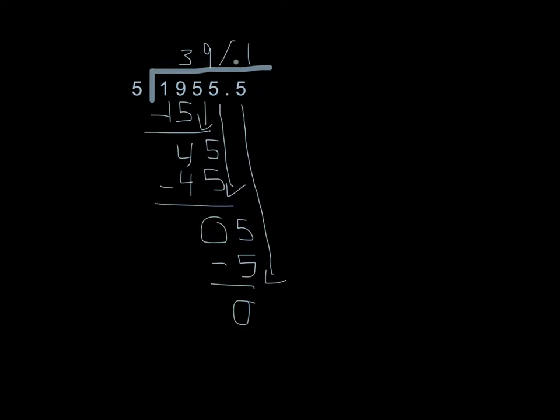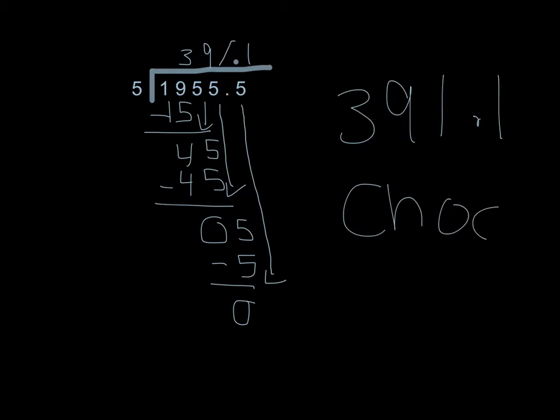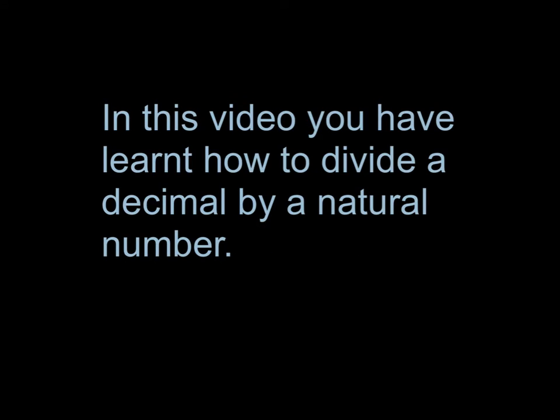How many chocolate bars does each family get? 391.1 chocolate bars. In this video, you have learned how to divide a decimal by a natural number.